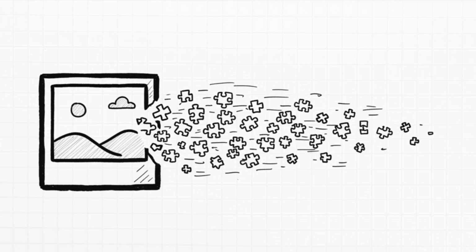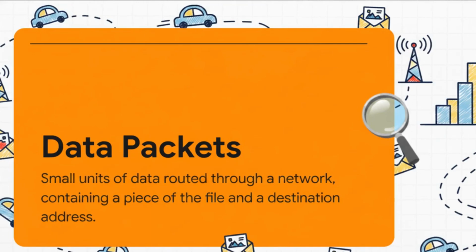And it's way faster and more efficient to send all those little pieces than it is to send the one giant picture. Now, these little pieces have a name. They're called data packets. And they aren't just random chunks. No, each packet is a smart piece of the puzzle. It carries a little bit of your photo, sure, but it also carries the destination address. It's like a tiny digital envelope. These are the individual cars that are going to get on our information highway.